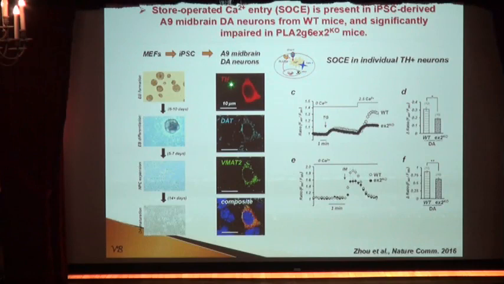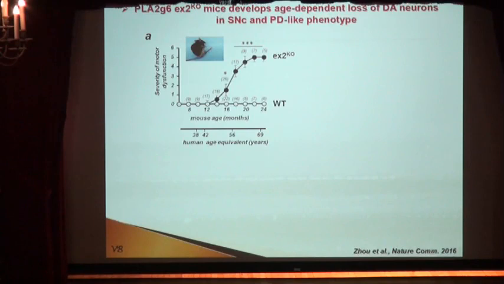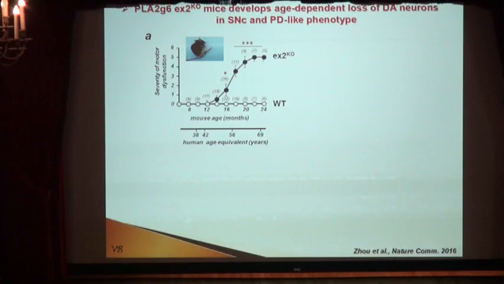And you can see that when we created those neurons from MEFs of wild-type and exon 2 knockout animals, we see the same pattern of the loss of store-operated calcium entry and the loss of calcium from the ER. And so who cares about calcium? Well, apparently these mice did care. It took us a little bit of time to wait and wait. And around 12 months, they start to show very classical signs of Parkinson's disease.